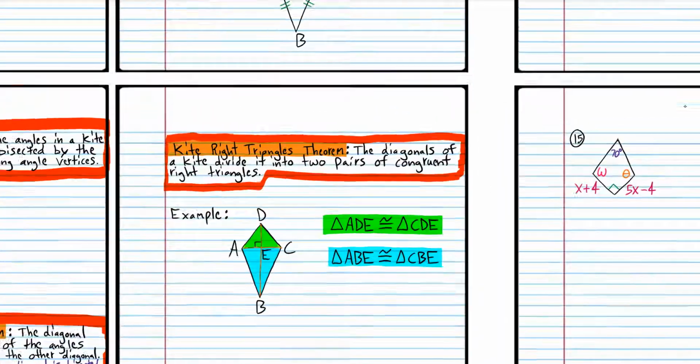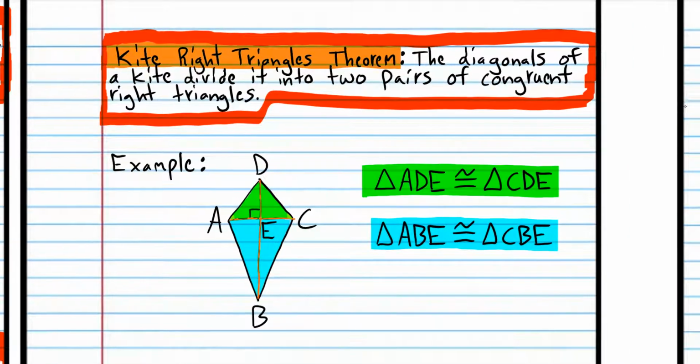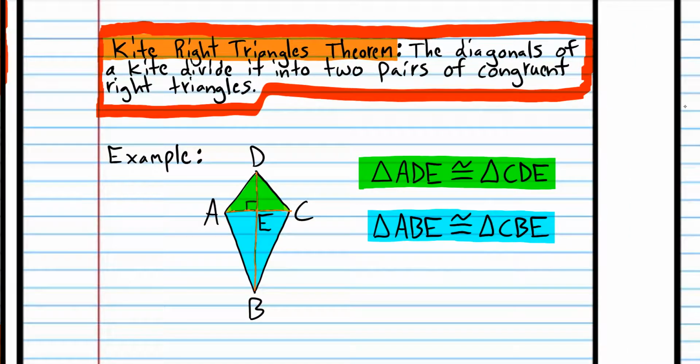And then the last theorem we're going to learn for kites says that if you draw the diagonals in a kite, 4 triangles are created. They're all right triangles because our first theorem said that the diagonals are perpendicular. And the green triangles are both congruent, and the blue triangles are both congruent.